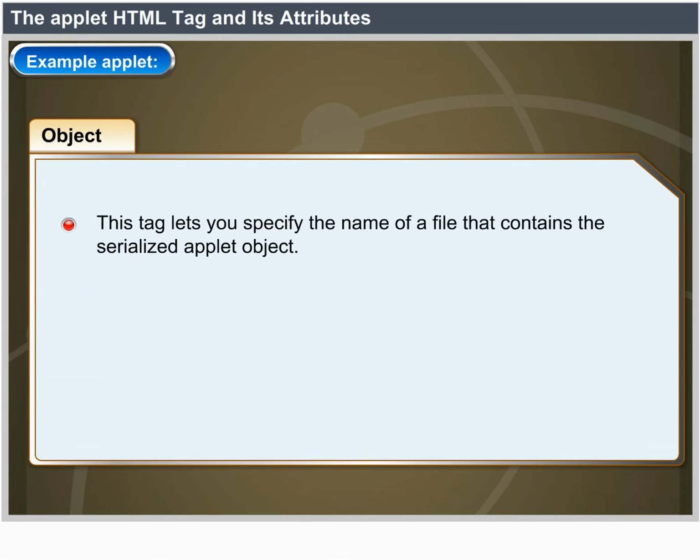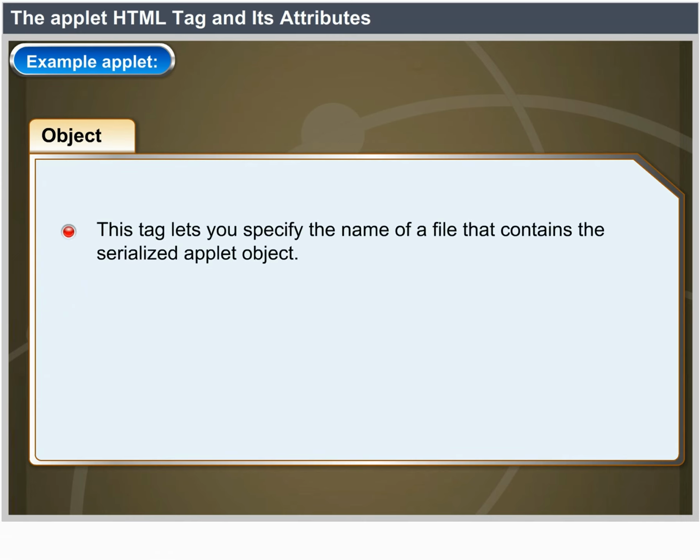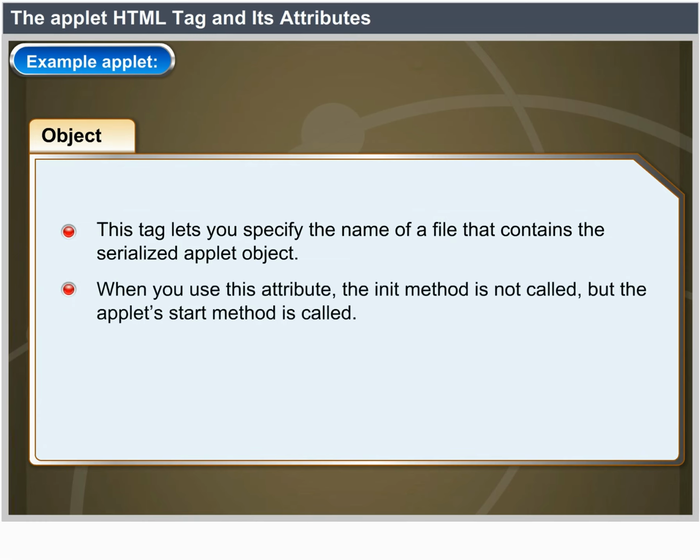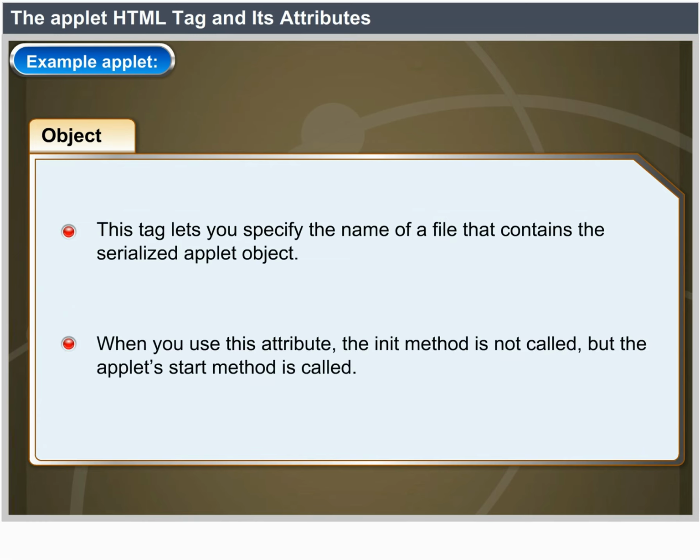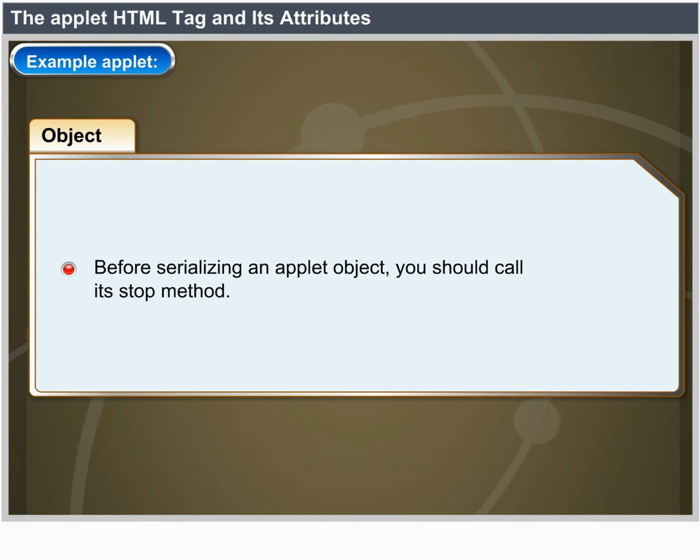Object. This attribute lets you specify the name of a file that contains the serialized applet object. When you use this attribute, the init method is not called, but the applet start method is called. Before serializing an applet object, you should call its stop method.